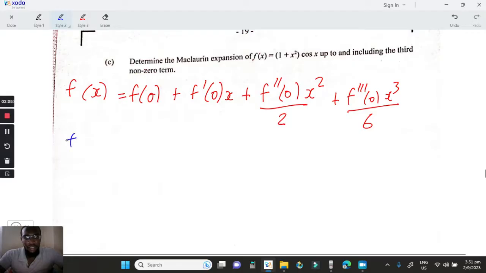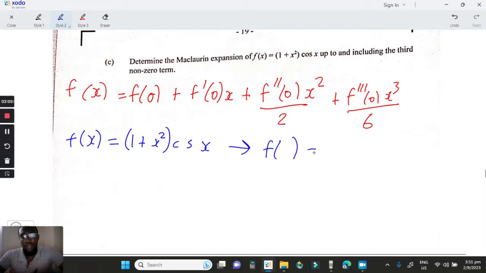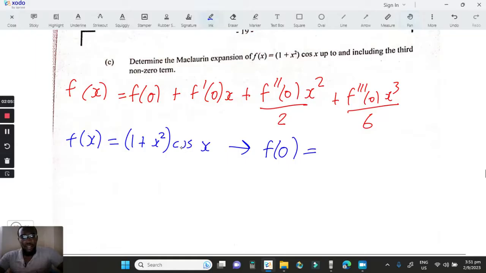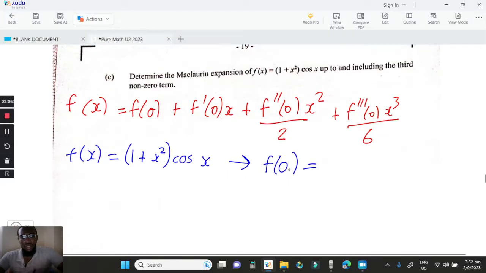So first thing, you're going to need to find up to the third derivative. So this is 1 plus x squared cos x. First thing I'm going to do is plug in f of 0. By plugging in f of 0, 1 plus 0 is 0. So f of 0 is now, why does this keep disappearing, man? Let me do it slow. Good. So now I have 1 multiplied by cosine of 0, which is 1. So f of 0 is 1.